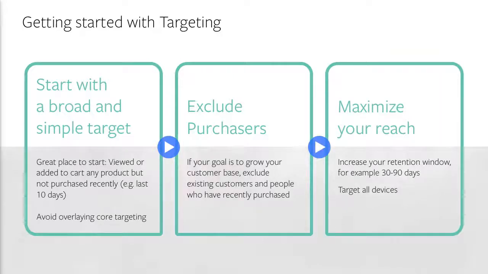And depending on your website traffic or your app traffic, you may want to think about some of these tips in order to maximize your reach. Increase your audience by changing your audience retention window. Extending your retention window to a longer period, for example, up to 30 or 90 days, will enable you to reach more people that have browsed products on your website recently, and ultimately get you better delivery and more results for your dynamic ads.